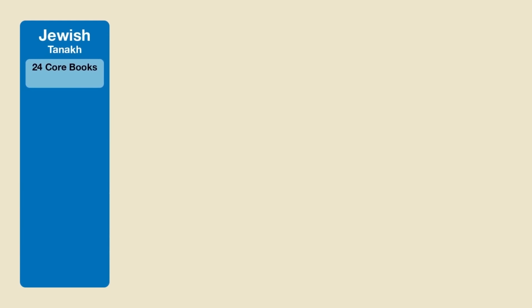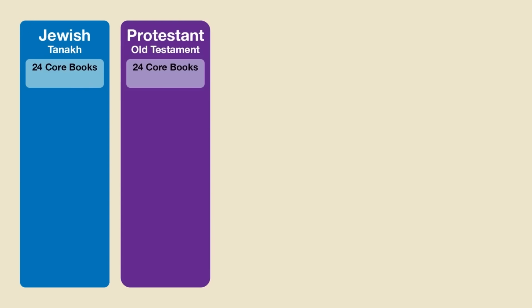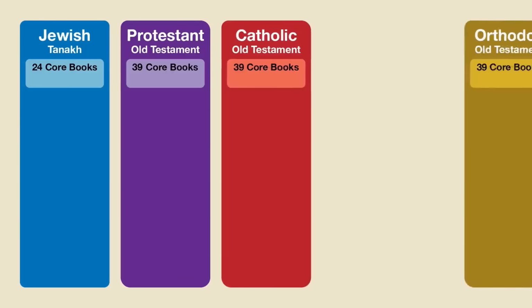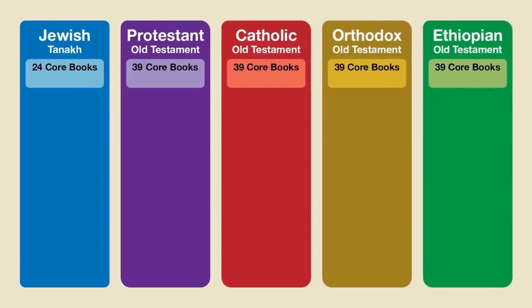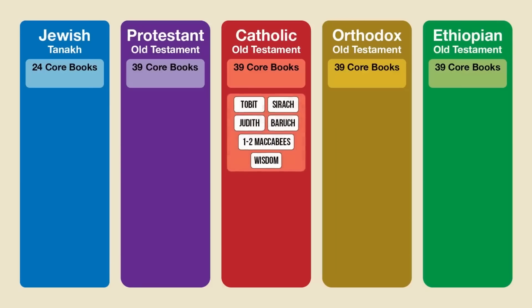So far, we've looked at the three main sections of the Jewish Tanakh, equaling 24 books in total. As I've mentioned previously, the Protestant Old Testament consists of these exact same 24 books, simply reordered and divided into 39 books. However, we're now going to consider the versions of the Old Testament used by the Roman Catholic Church, the Eastern Orthodox Church, and the Ethiopian Church. All three of these Bibles contain the 39 core books of the Old Testament, but they also each contain some extra books. Catholics have 7 extra books, for a total of 46.